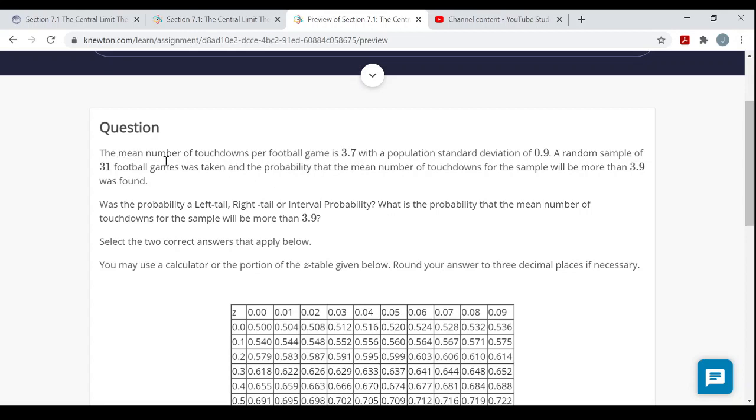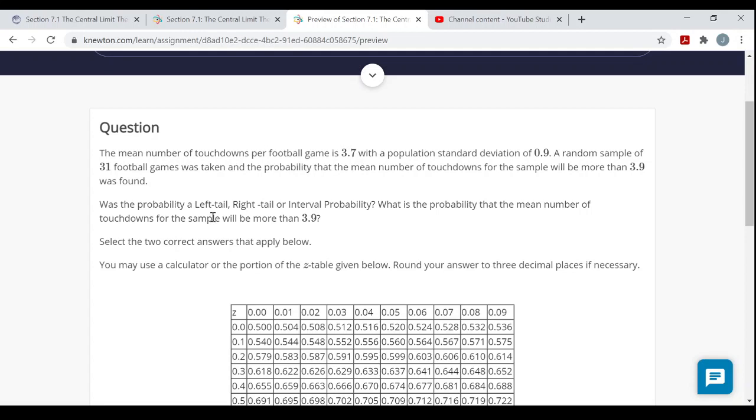So the mean number of touchdowns per football game is 3.7, so that's like your mu, with a population standard deviation of 0.9, that's sigma. So a sample of 31 football games, that's n, was taken and the probability that the mean number of touchdowns in these 31 games for the sample will be more than 3.9 was found.